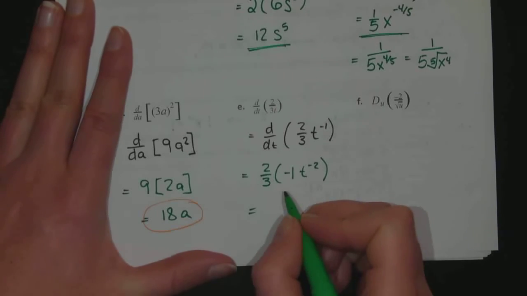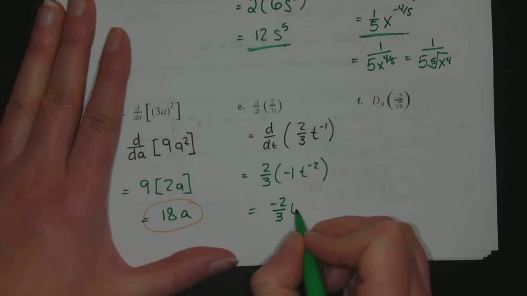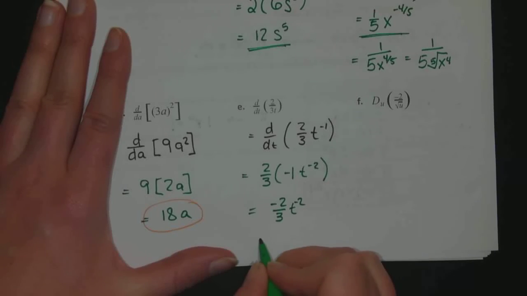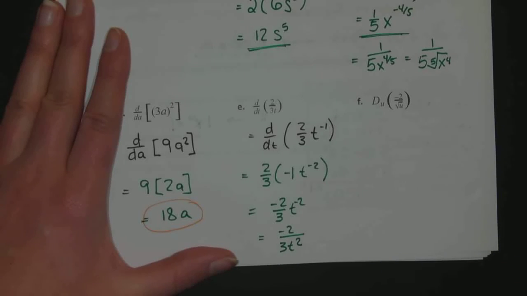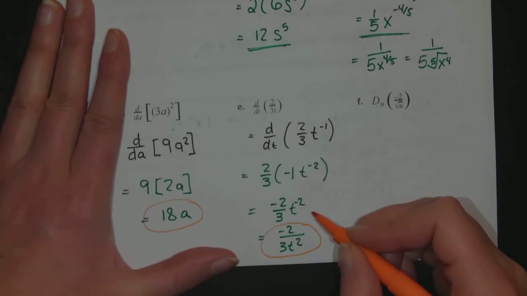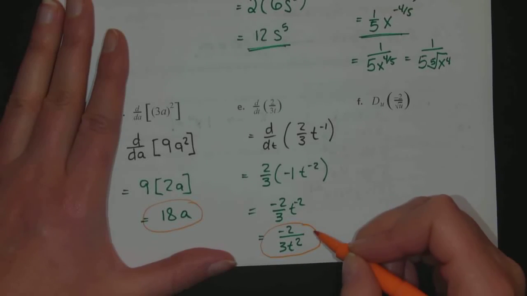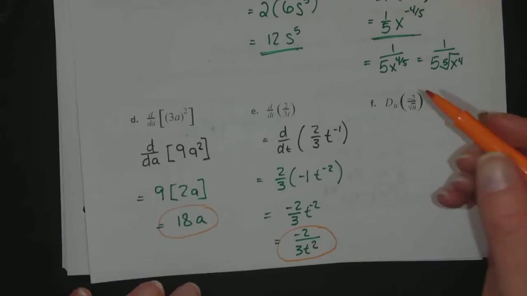If I simplify, this is negative 2/3 t to the negative 2, or putting that in the denominator, because the power is negative, would be negative 2 over t to the positive 2. Usually, we'll get our powers positive. It's okay to leave them like this right now, but we want to be able to go in between the two forms.